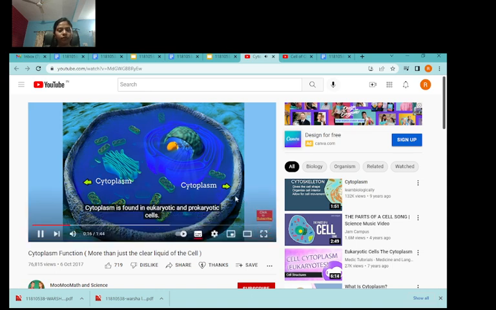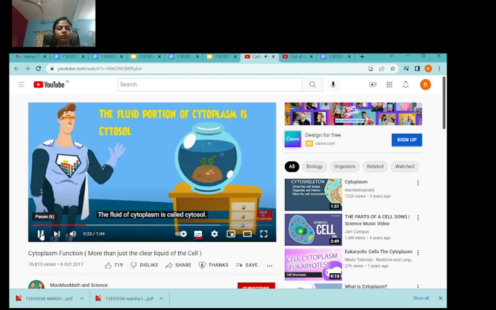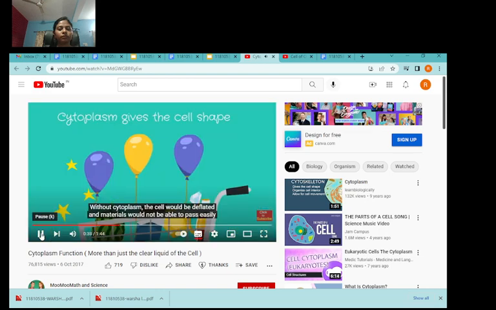Cytoplasm is found in eukaryotic and prokaryotic cells. The fluid of the cytoplasm is called cytosol. The organelles are found floating in this liquid. Along with the cytoskeleton, the cytoplasm helps give the cell its shape. Think of filling up a water balloon. Without cytoplasm, the cell would be deflated and the materials would not be able to pass easily from one organelle to another.